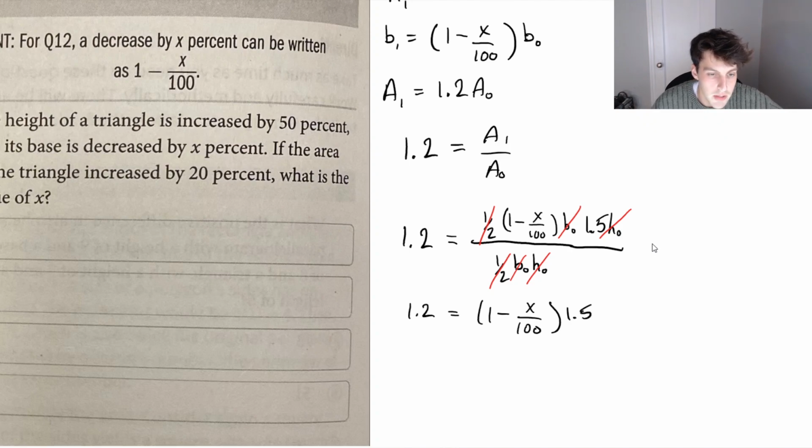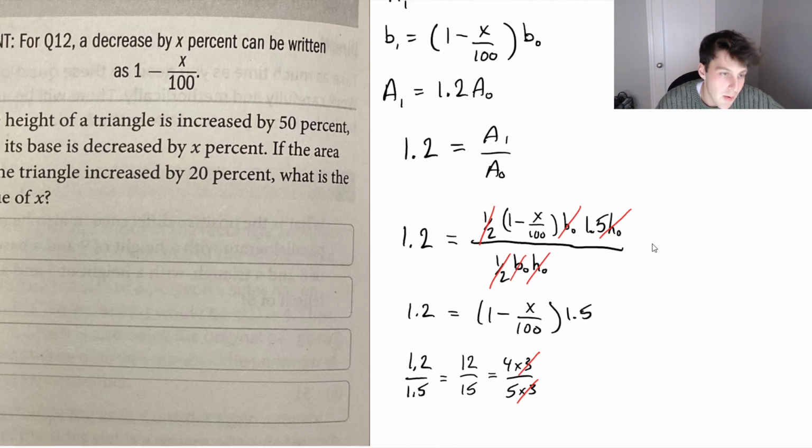I can easily solve this. 1.2 over 1.5, that's like 12 over 15, right? And I know that that's the equivalent of 4/5, right? The way that I think of this in my head is 12 over 15 is like 4 times 3, and this denominator is like 5 times 3. So I can cancel out my 3's and I can be left with 4/5, right? That's how I like to think of it, okay? So let me just put that off to the side, actually.